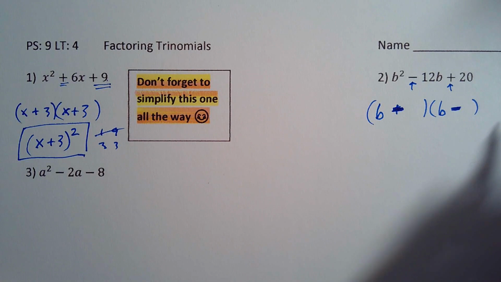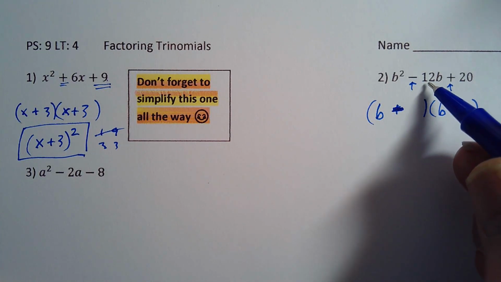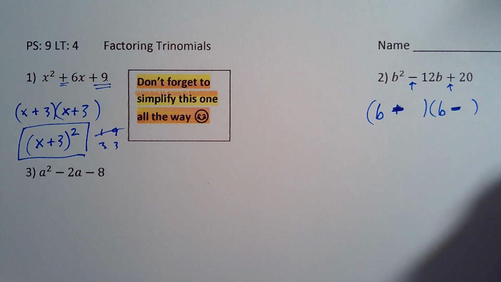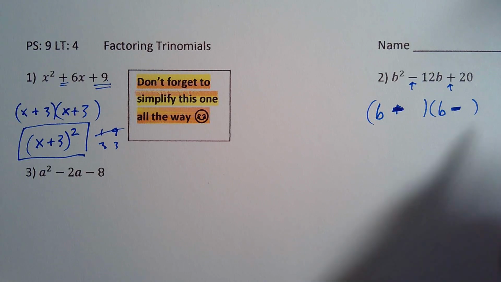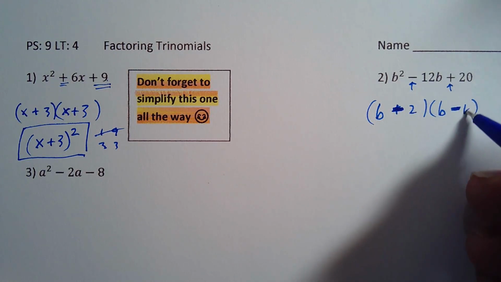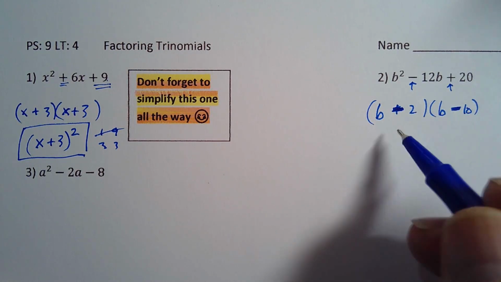And then what times what makes 20 that adds up to be 12? So I've got 1 and 20, that won't work. 2 and 10, there it is. Winner, winner, chicken dinner. So I got 2 and 10 in there. And again, the order of these doesn't matter.